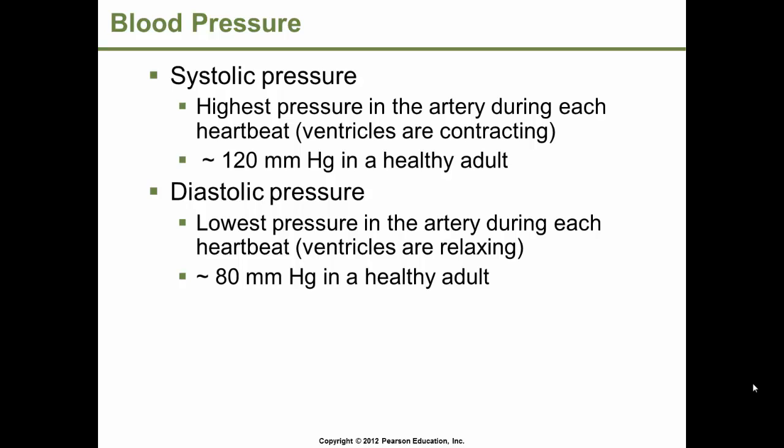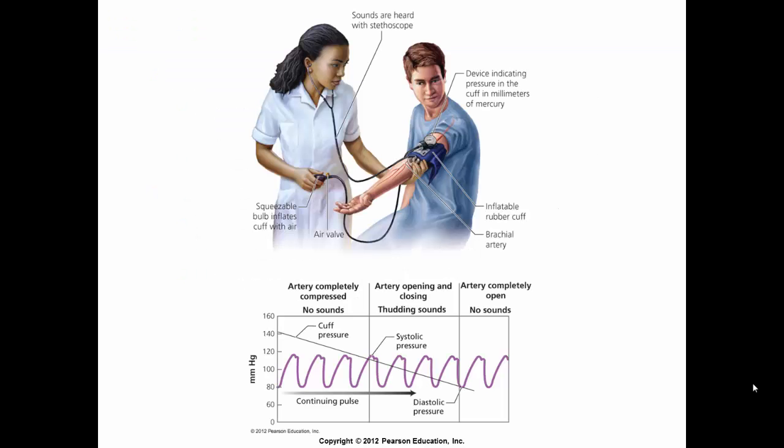mercury. The diastolic pressure is the lowest pressure in the artery during each heartbeat. So this is when the ventricles are relaxing. Again, approximately 80 in a healthy adult. So systolic is the highest pressure, occurring when ventricles are contracting, whereas the diastolic is the lower of the two pressure numbers, when the ventricles are relaxing.